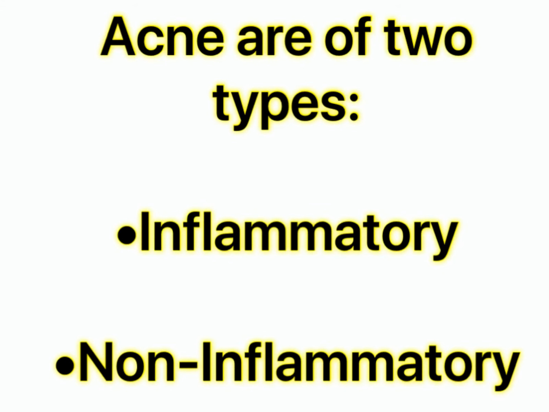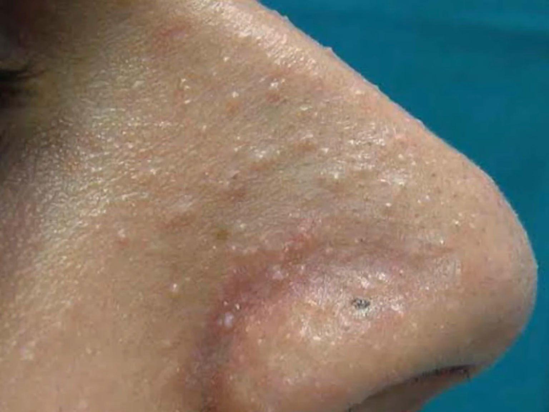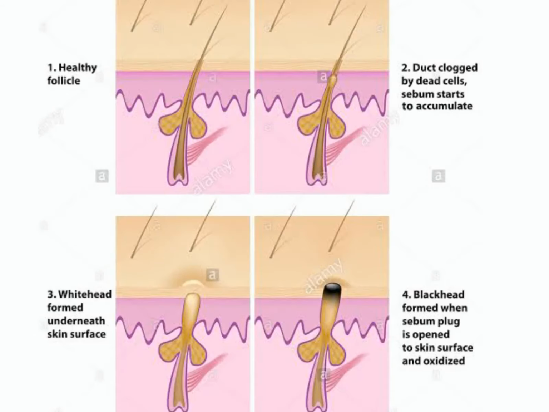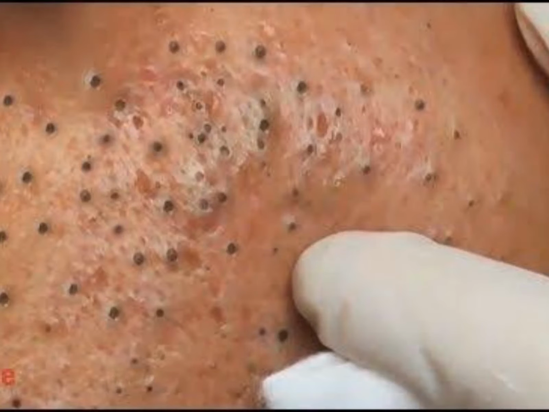Acne are of two types, inflammatory and non-inflammatory. Let's first look into the non-inflammatory type of acne, that is blackheads and whiteheads. Let's see how they are formed. Blackheads occur when the pore of the skin is clogged by a combination of sebum, the oily liquid secretion secreted by the sebaceous gland, and dead skin cells. When this blocks the pore, the top of the pore stays open despite the rest of it being clogged. So it gives it a black color.